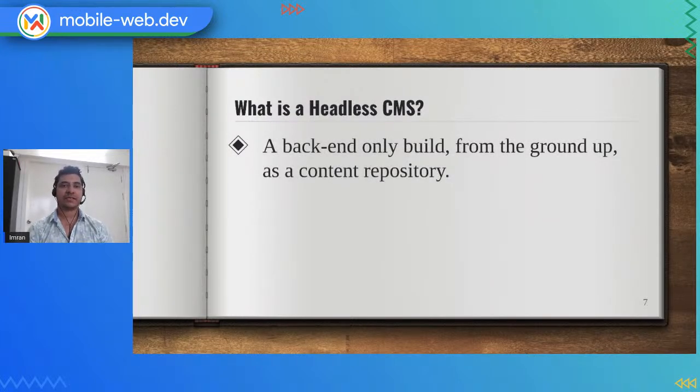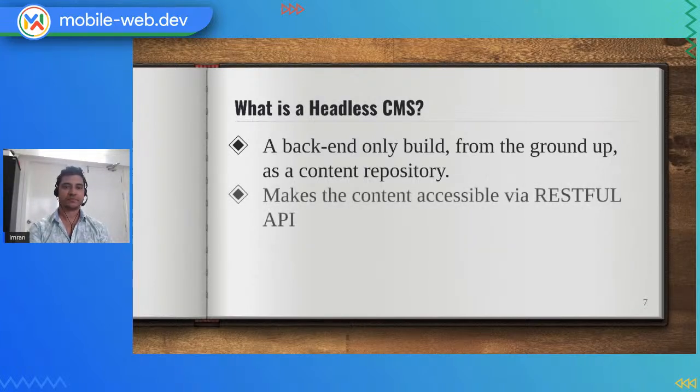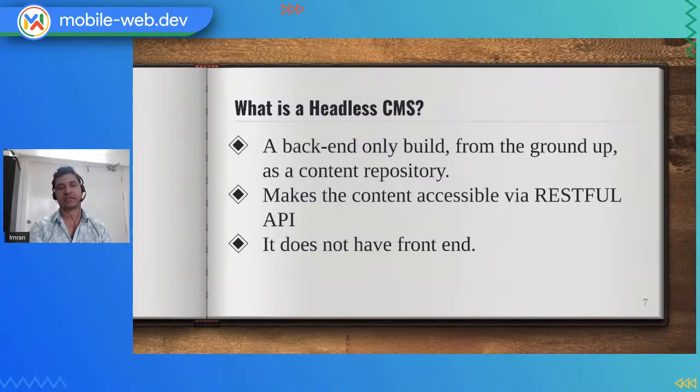So a headless CMS is a backend only, built from the ground up as a content repository, and it makes the content accessible via a RESTful API, which we just discussed. And it does not have a front end like I just explained to you. So if you're asking me what will be in the themes directory, well, there'll be nothing in the theme directory. It can stay empty because we won't be using any of the WordPress themes. It will be a React theme actually.